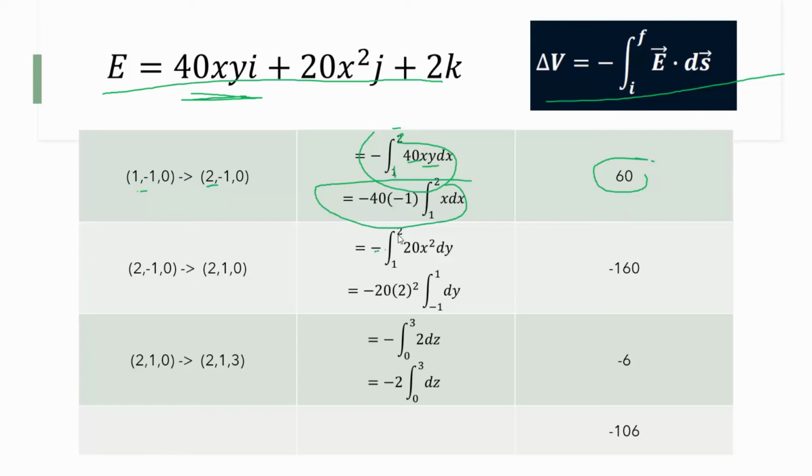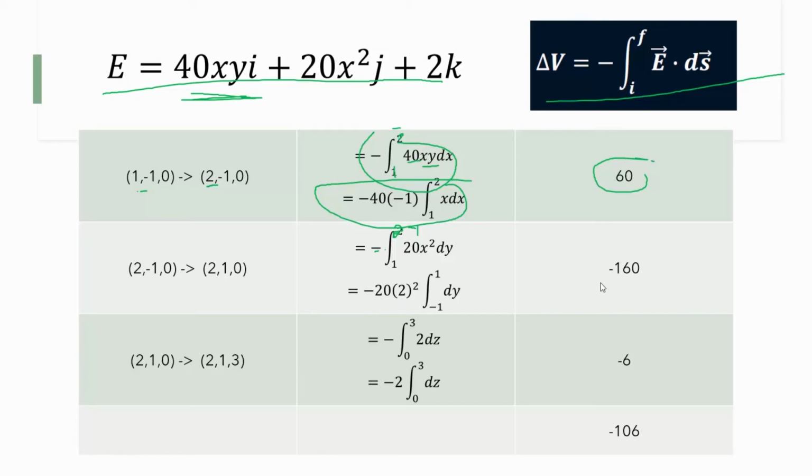Same goes here, negative integral from 1 to 2 ba to? Oh my god. Typo to. From 1 to negative 1 yan. 20x squared dy. Constant yun, 20x squared. So that's negative 2 squared.